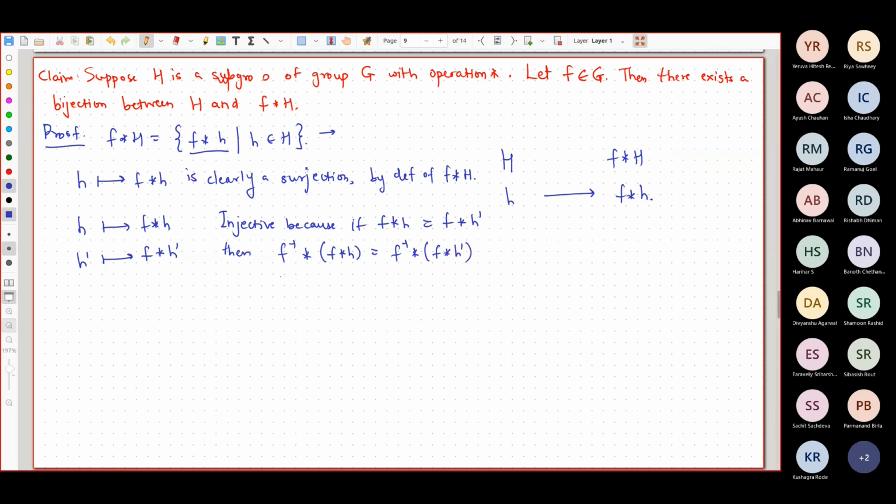And now by associativity, what do you get? F inverse star F star H equals F inverse star F star H prime. So this is by associativity. And then this is just the identity, this is just the identity. And therefore H is equal to H prime.